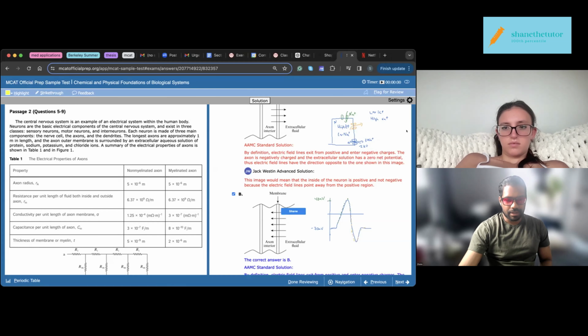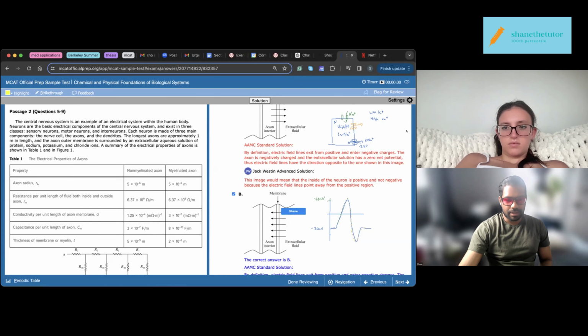Got it, got it. So, okay, let's see. Smallest substances. I was thinking, what are the smallest substances? I knew proteins was wrong right away, but between sodium and potassium, I assumed that sodium was smaller because I looked at a periodic table, and Na, K and Cl are here. Na is the smallest. So that's why I picked B.